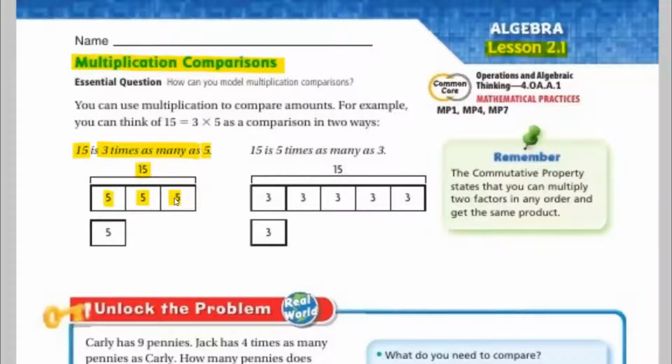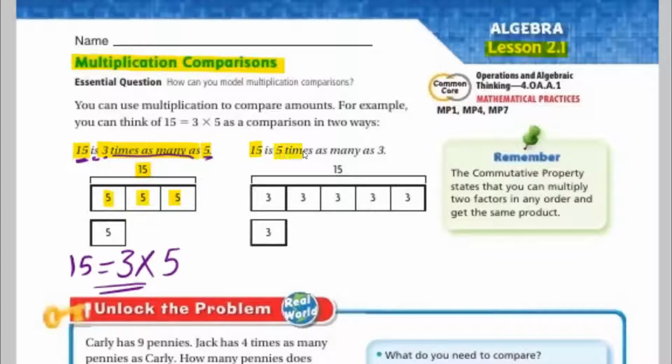How can we convert this into an equation? Okay, let's write with me, please. We have here 15, so let's write 15 as the same here. Is here, it will be equal. And 3, put it as the same. And times as many as it will be multiplied by 5. That's our equation. Okay, let's see the next one.